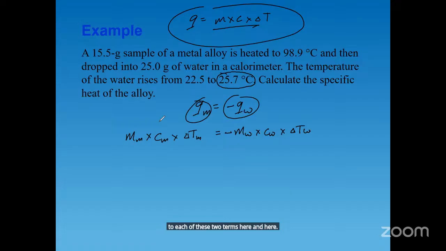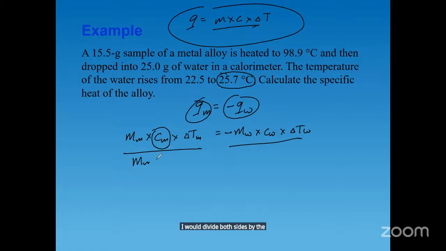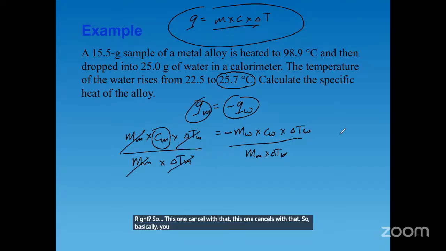Now, the question is asking for the specific heat of the metal, which is this right here, right? So how do we get this by itself on one side of the equation? Well, from your algebra classes, you should remember that to isolate something like this, you would divide both sides by the other terms that it multiplies by. So I would divide both sides by the mass of the metal times the change in temperature of the metal, and you have to do the same thing on this side here, right? So this will cancel with that, this will cancel with that. So basically you'll be left with the specific heat of the metal is equal to all of this right here.